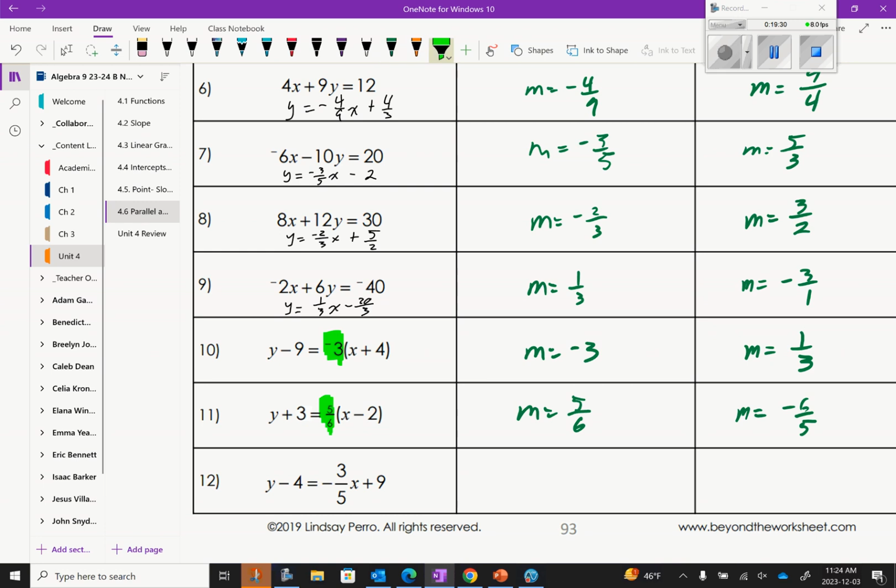And for number 12, they didn't quite finish. It looks as if, like 10 and 11, they started with slope-intercept form and distributed. There's no parentheses, but they didn't finish putting it in slope-intercept form. That's okay. What we're looking for here is the slope. Negative 3/5 for parallel, positive 5/3 for perpendicular.